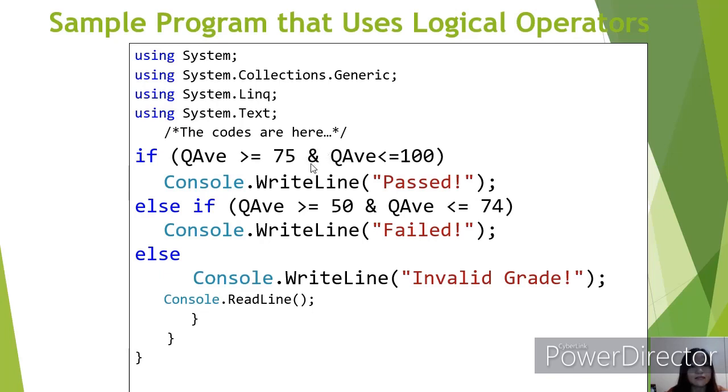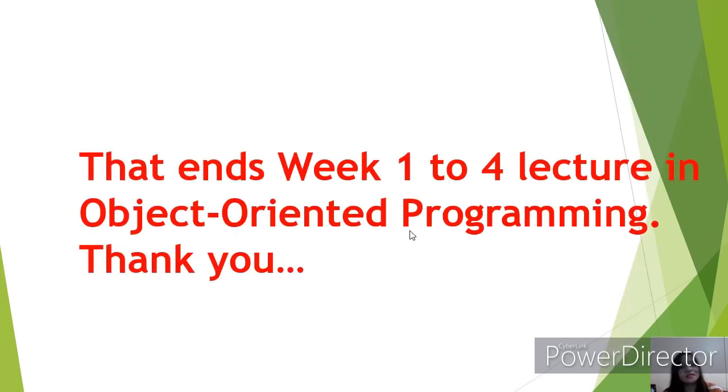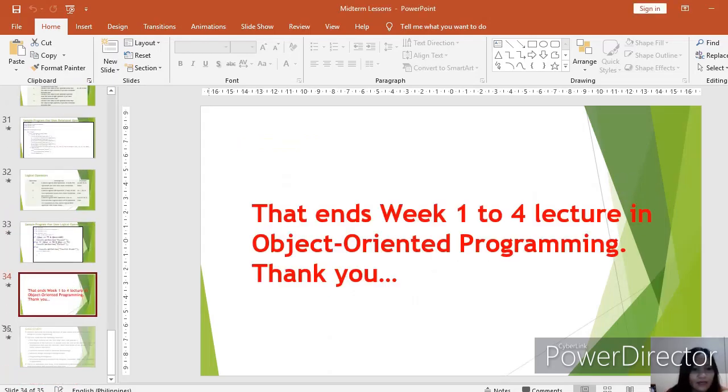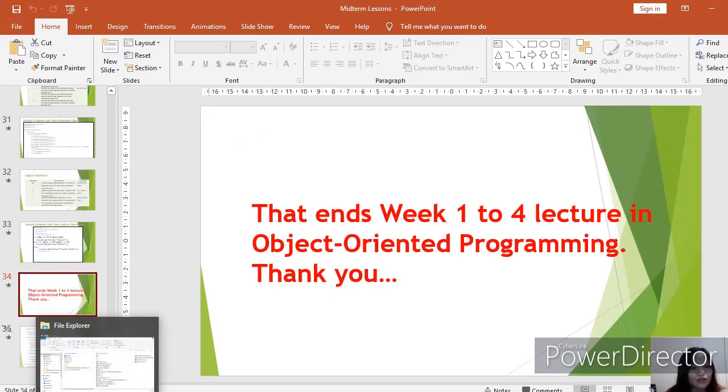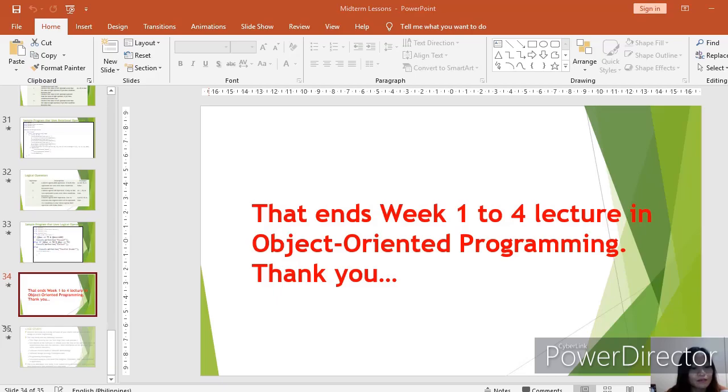It means that this condition must be met as well as this condition for this to be displayed on the screen. So both conditions must be met. So there. And then that ends our week 1 to 4 lecture in object-oriented programming. Thank you very much. This is the end of it. So let's proceed to programming.